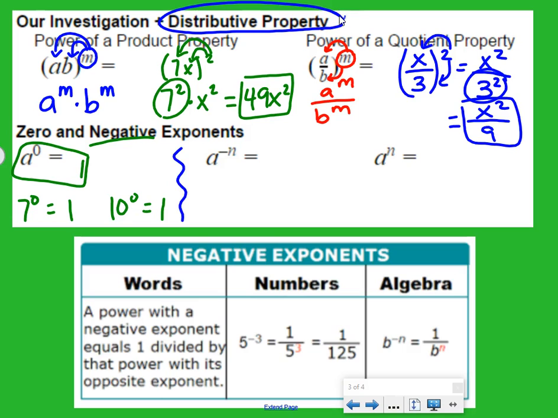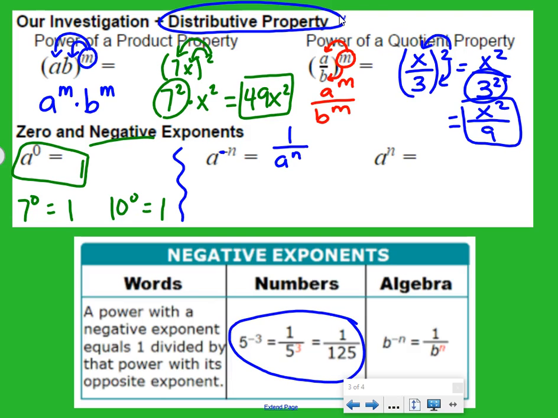A to the negative n power is actually 1 over a to the positive n. So if it has a negative exponent, to make it positive, we move it into the denominator, which I know can be kind of confusing. But if you look right here, here's a nice example of that.